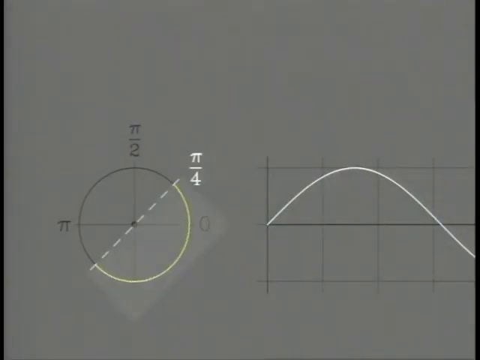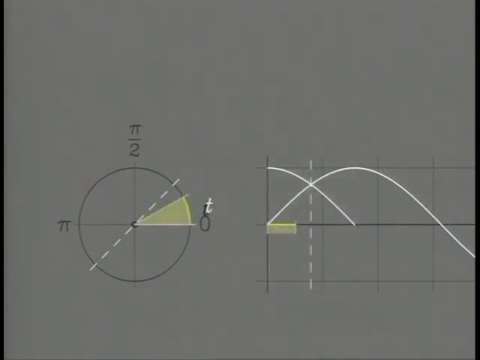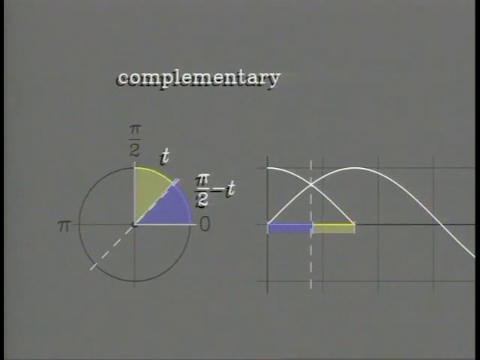This is another axis of symmetry for the circle. But when we reflect the sine curve through this line, we get a new curve. Let's look at this curve. If this angle is t, this one is pi over 2 minus t. The two angles, t and pi over 2 minus t, are called complementary.